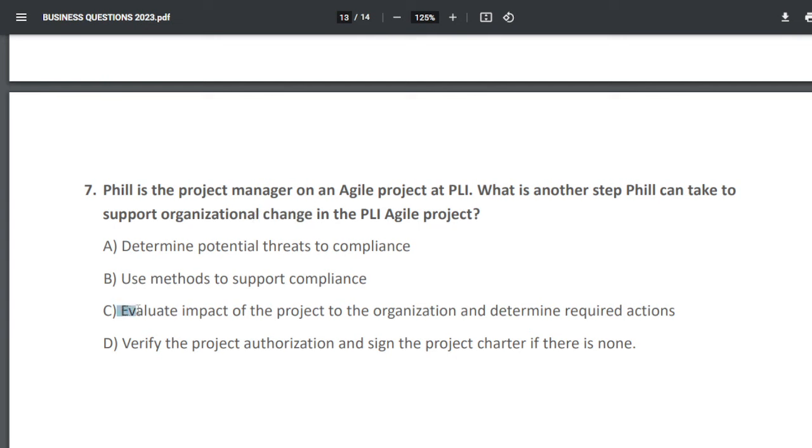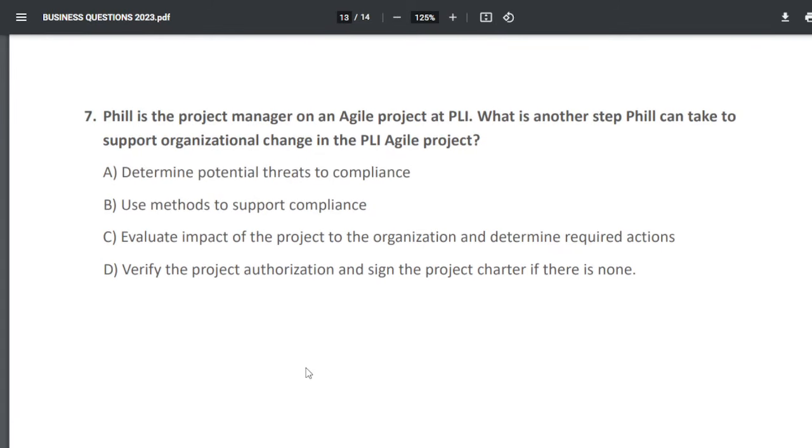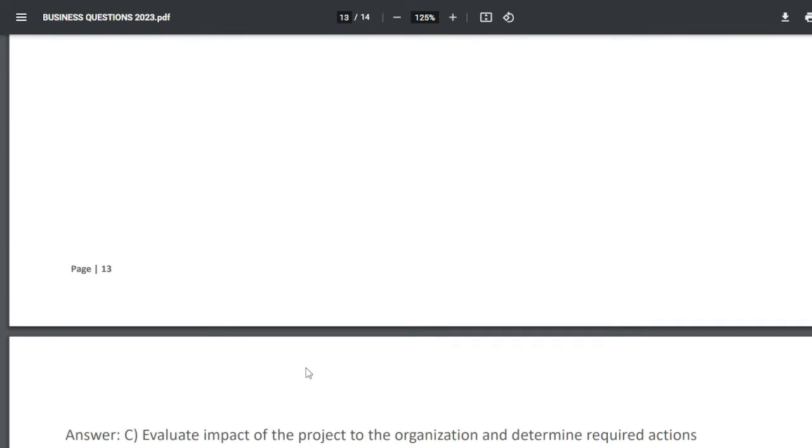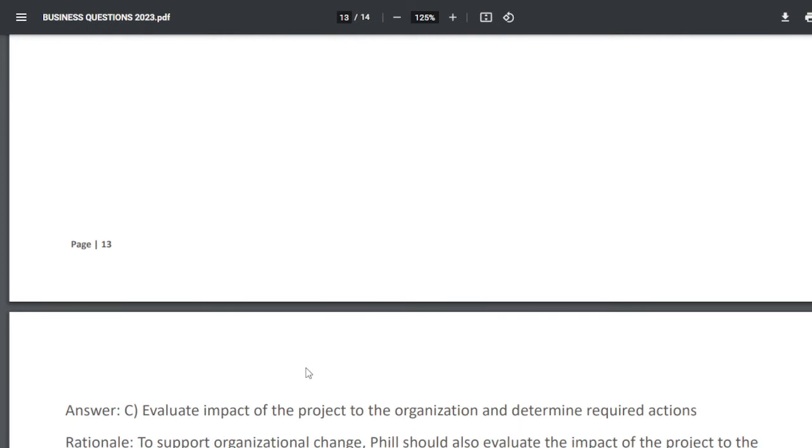So let's take a look at C and D. Evaluate the impact of the project to the organization and determine required actions. Doesn't sound bad. Let's take a look at D. Verify the project authorization and sign the project charter if there is none. Well, if Phil is the project manager, D is not in his wheelhouse, A and B are out of it. The best answer, my friends, is C. You got to evaluate the impact of the project to the organization and determine required actions.